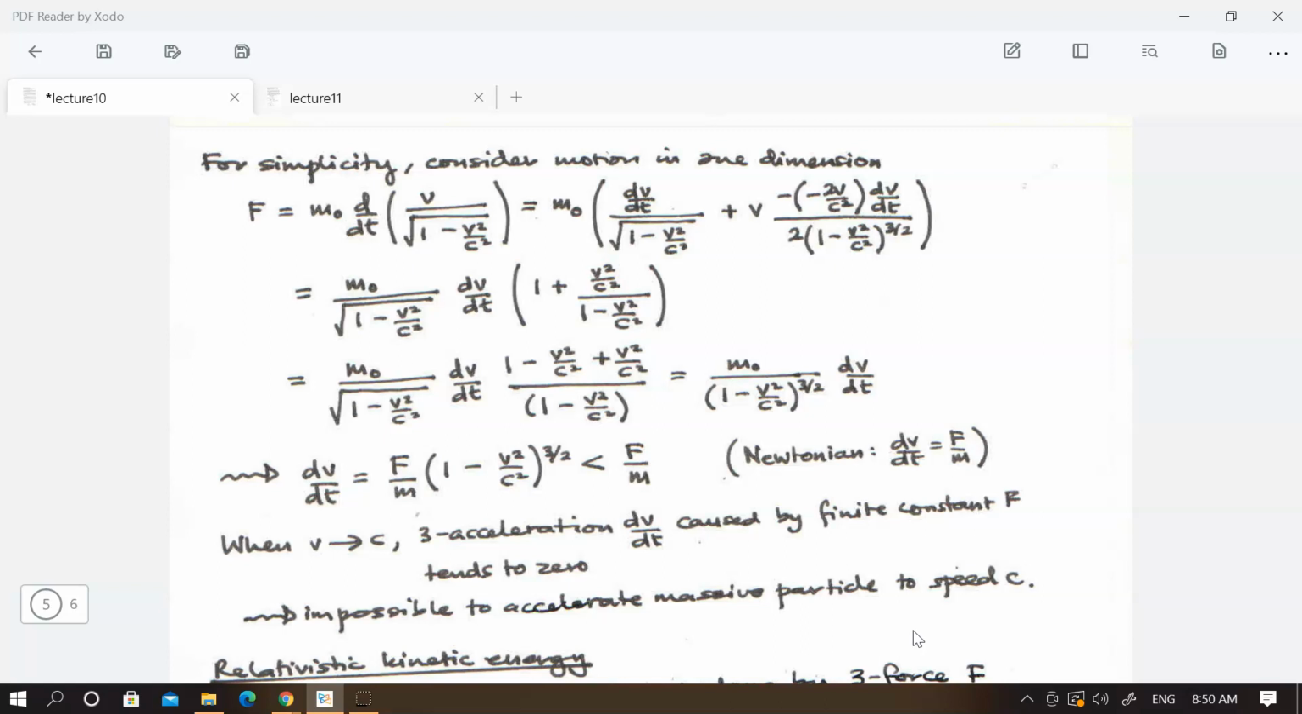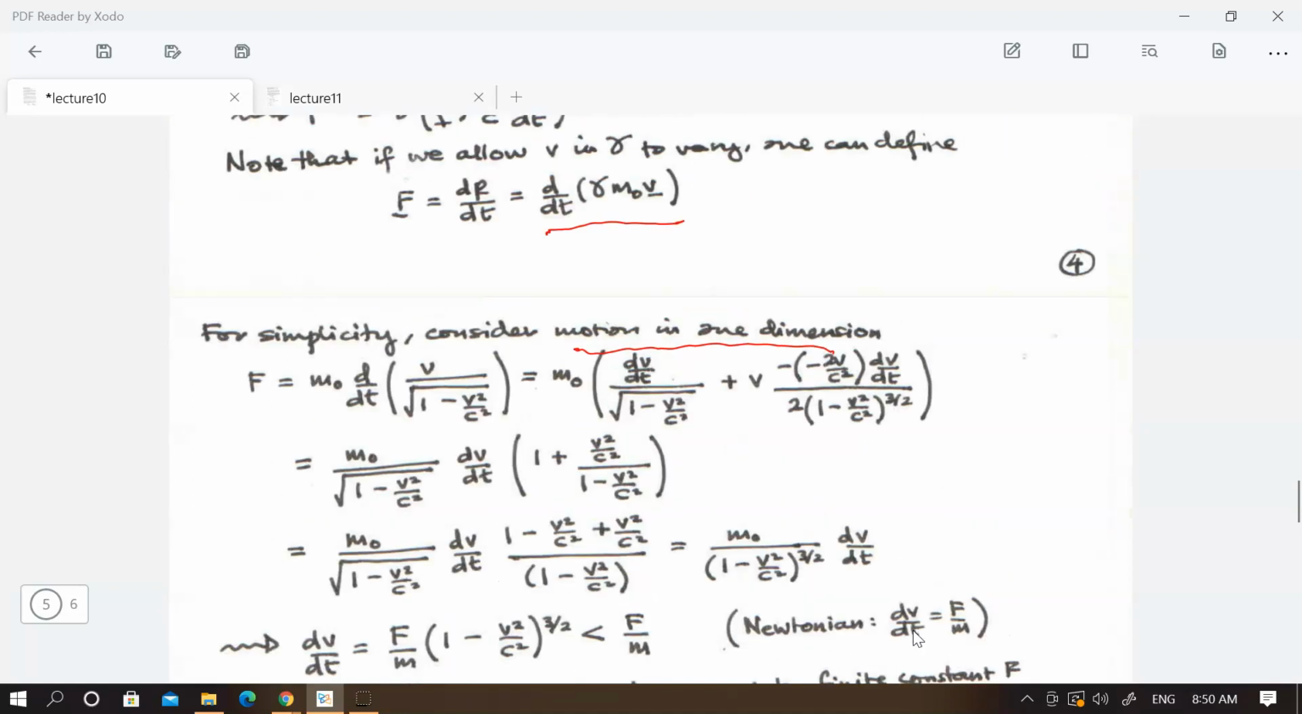Let's consider the simple case of motion in one dimension. So there's only one component of your space. So that equation earlier will translate to this. This is your gamma times v. m naught is a constant, you can bring it outside. So I get v over square root of 1 minus v squared on c squared, being differentiated with respect to time.